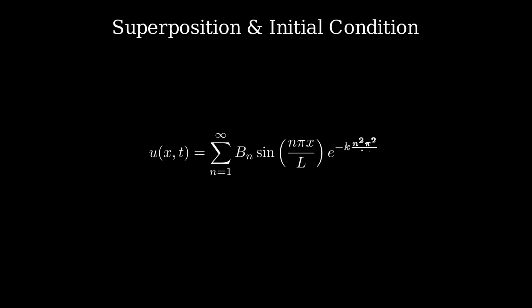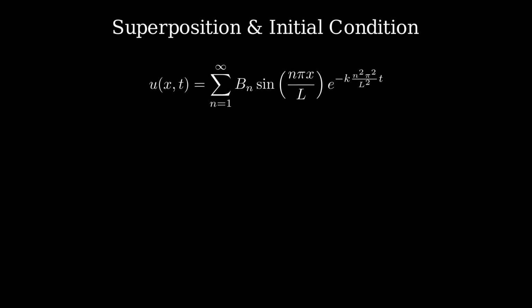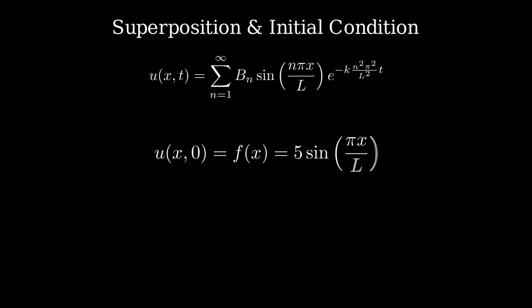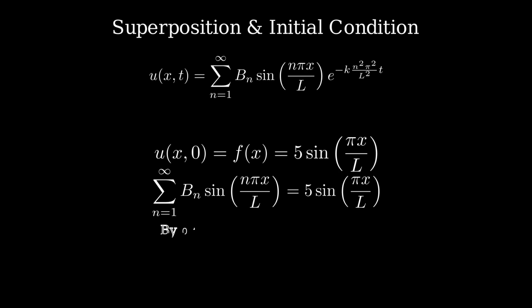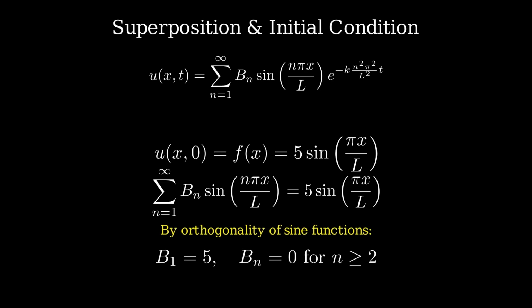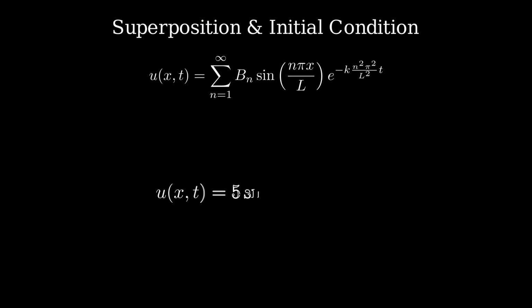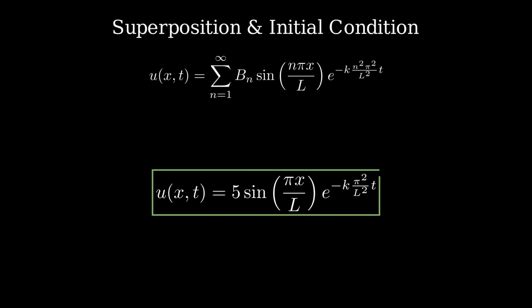By the principle of superposition, our general solution is the sum of all modes: u of x, t equals the sum from n equals 1 to infinity of b sub n sine n pi x over L times e to the negative k n squared pi squared t over L squared.